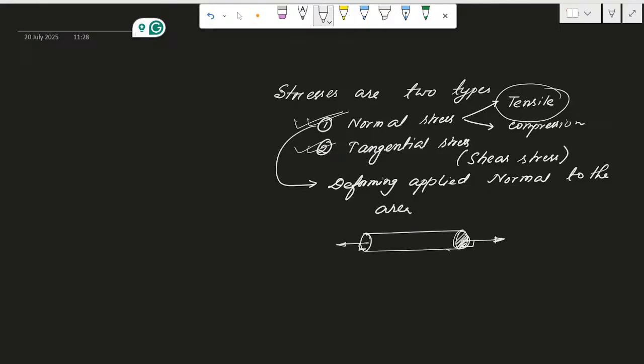And what do you mean then by tangential stress? Tangential is not like that. Tangential means the deforming force is applied tangentially.